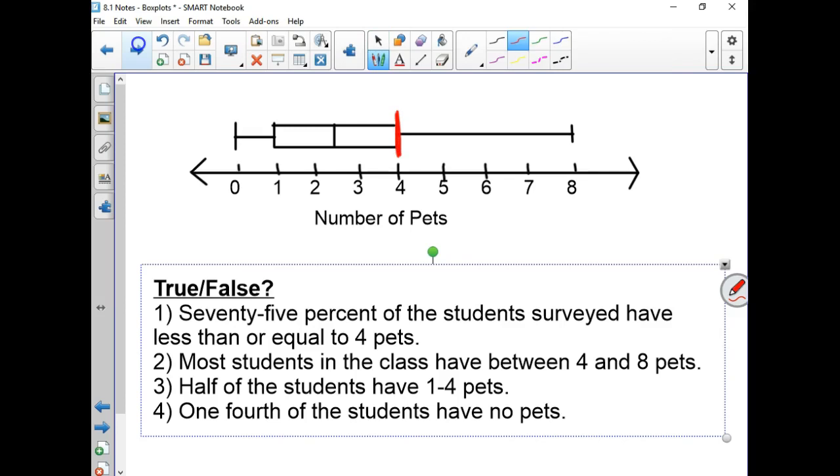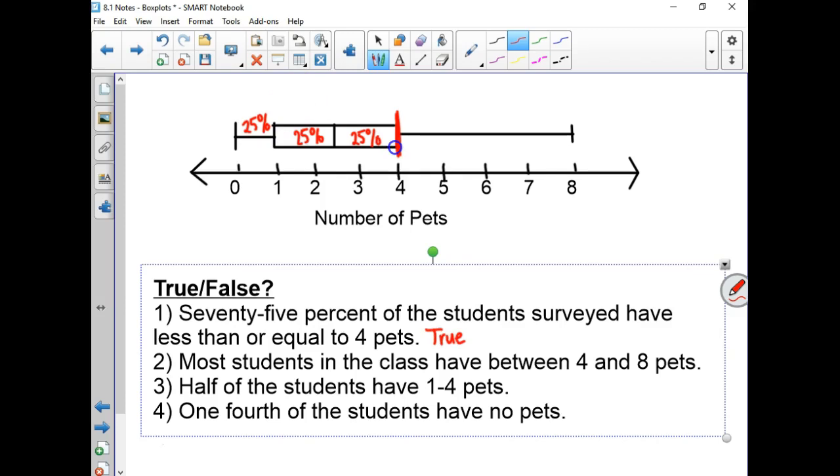And each section of the box plot is 25%. So there's 25% in this box. There's 25% in this box, and there's 25% in this whisker. So at 4 or below, we have 75% of the data falls there. So this is true.